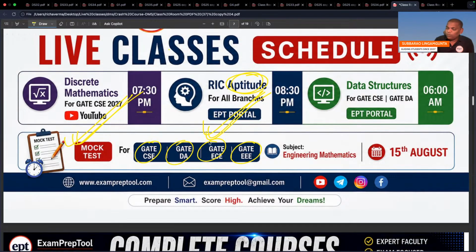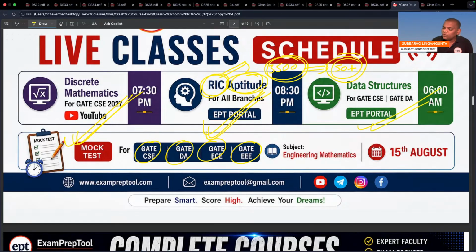For all these 4 branches, the RIC course is going on, where the RIC course contains 3,500 quality questions with video solutions. Most of the questions are expected to come in the GATE examination from this RIC course. Last year, approximately 50 plus questions came from RIC. So if you want to be a topper, I strongly recommend this course.